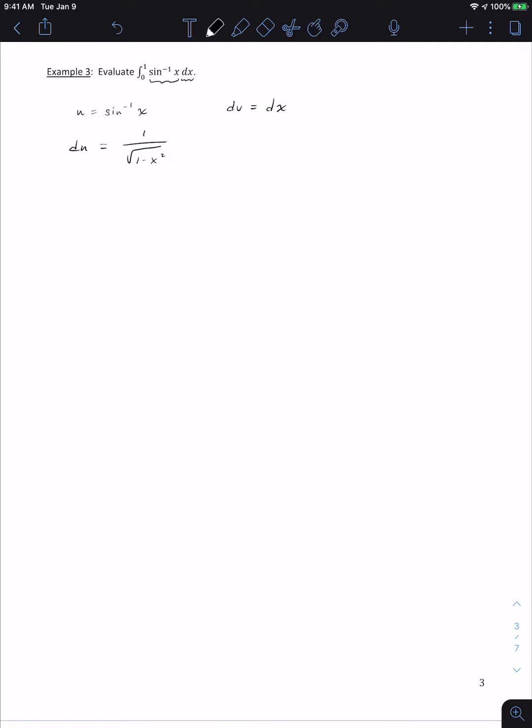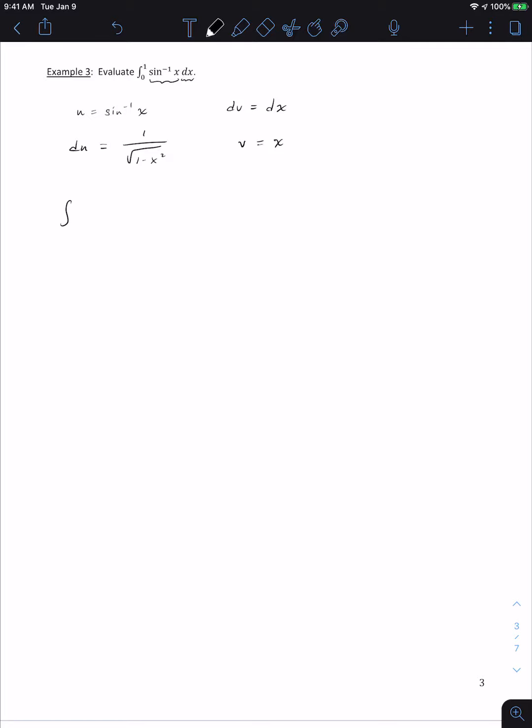And another reason why I chose u to be sine inverse is because I know my two things are sine inverse and dx, and I need to choose. I can't let u equal dx, because how do you take the derivative of dx? That doesn't make sense. But I can take the integral of this, because if I took the antiderivative of both sides here, I'd end up with the fact that v equals x. Because this dx is like a 1, and if I take the antiderivative of that, I get x.